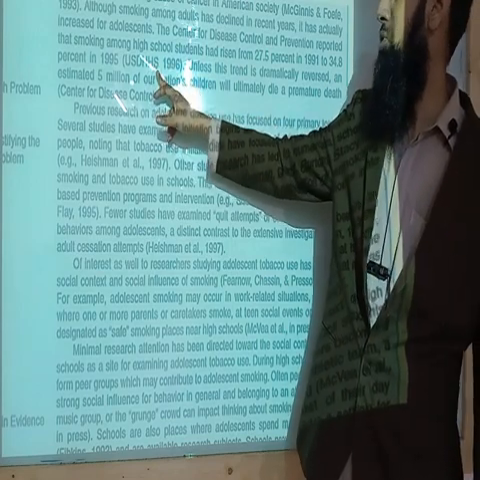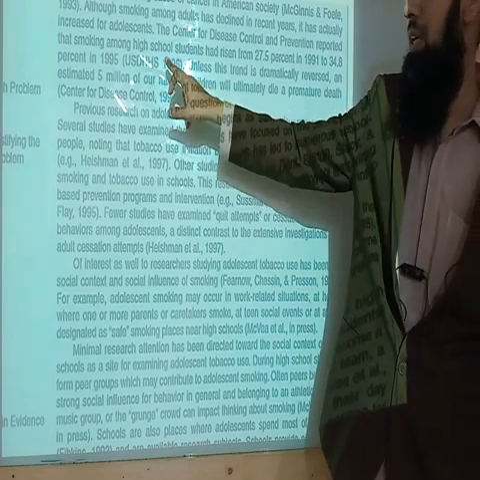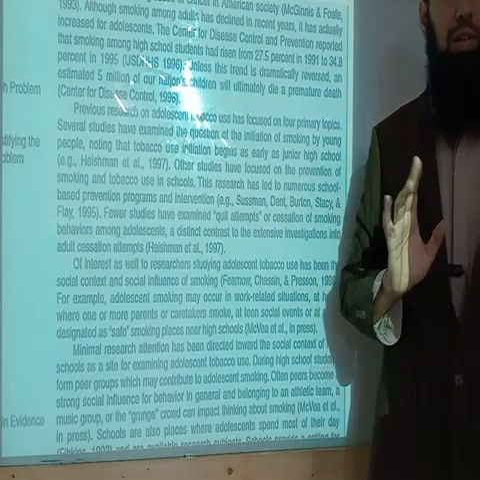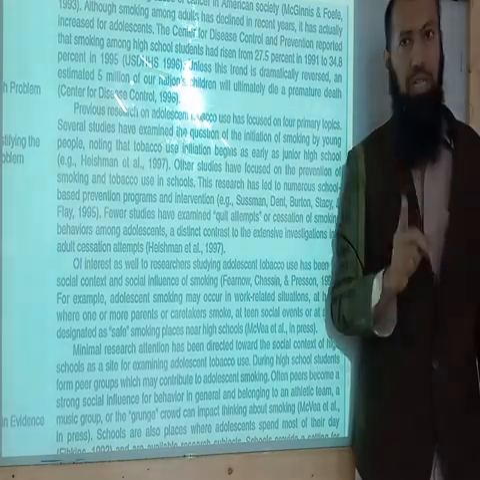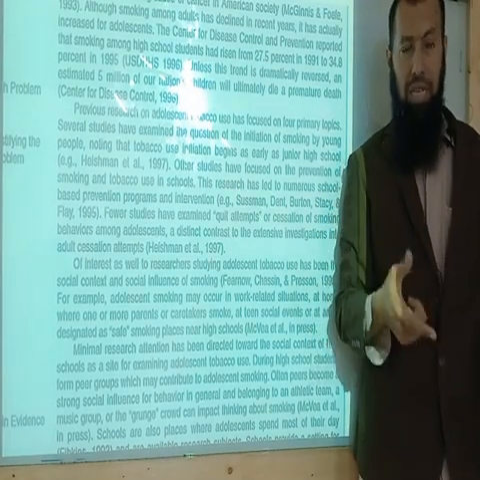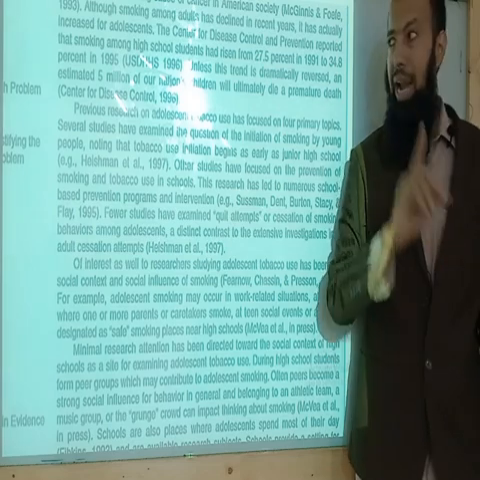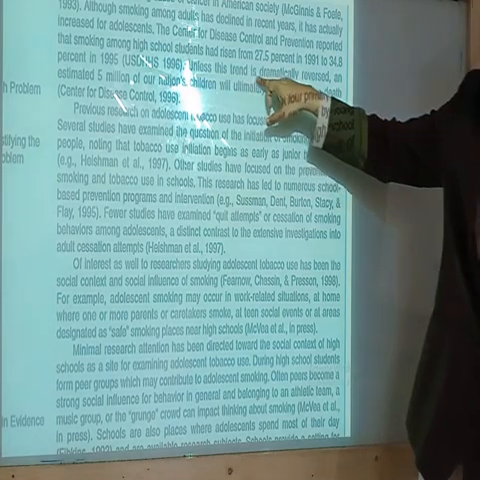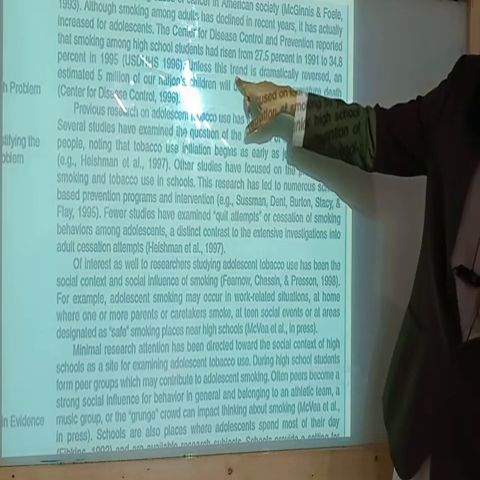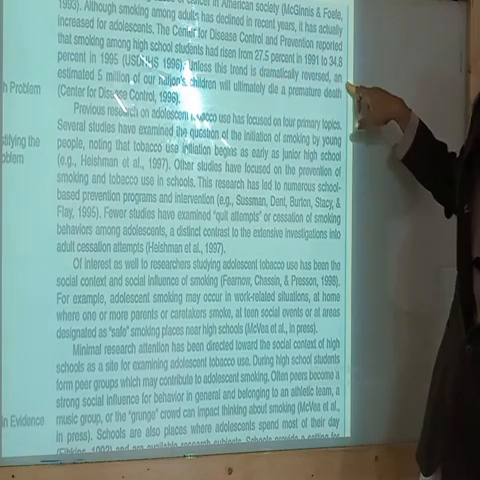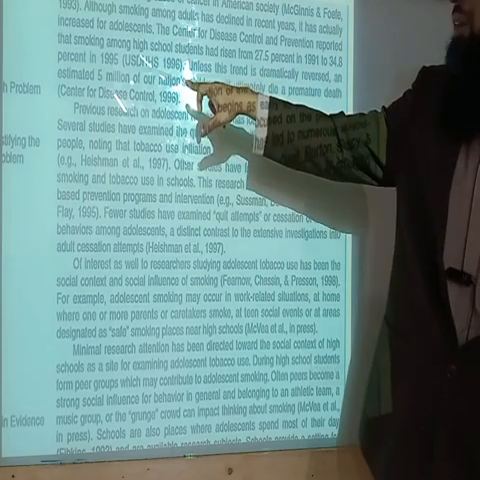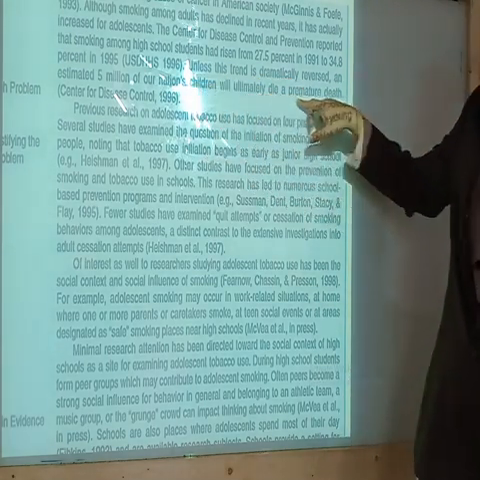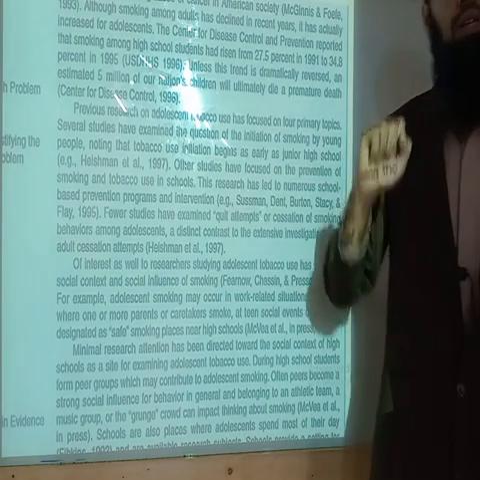And this is also from this report being published in 1996. And this is not our researcher's statement. I keep emphasizing this because you do not have to write anything by yourself. Unless this trend is dramatically reversed, an estimated 5 million of our nation's children will ultimately die a premature death.